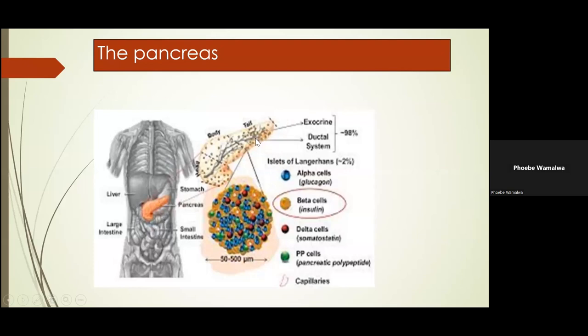98% of the pancreas is basically comprised of exocrine and ductal system. Islets of Langerhans only comprise 2% of the pancreatic cells. And out of these islets of Langerhans, we have the alpha cells that secrete glucagon, beta cells that secrete insulin, delta cells that secrete somatostatin, and we have pancreatic polypeptide.